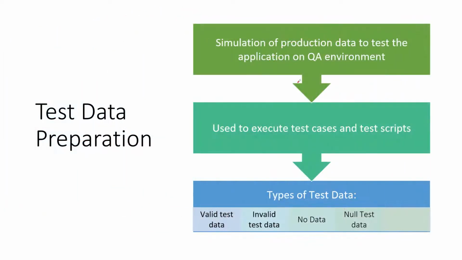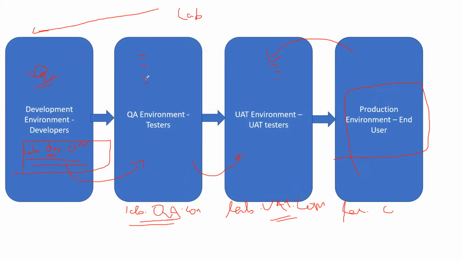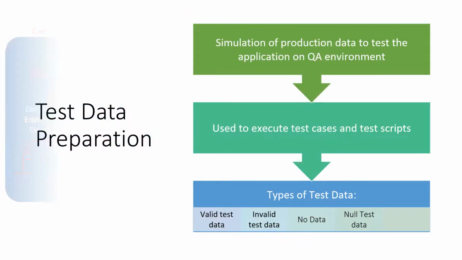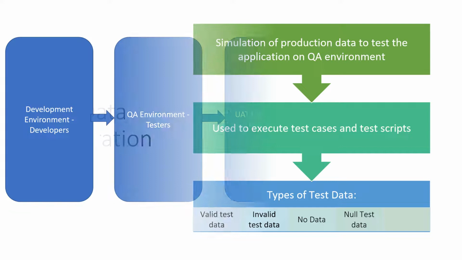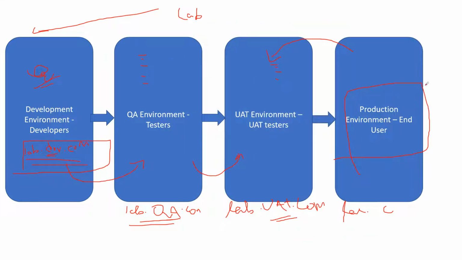So now what we are going to see is how we are going to prepare the test data for the QA environment. We are not much concerned about the other environments, because we'll be doing our complete application testing under the QA environment. So we'll be concerned about how we prepare data for the QA environment. How we will prepare is we will be having an idea of how the data will look in production.